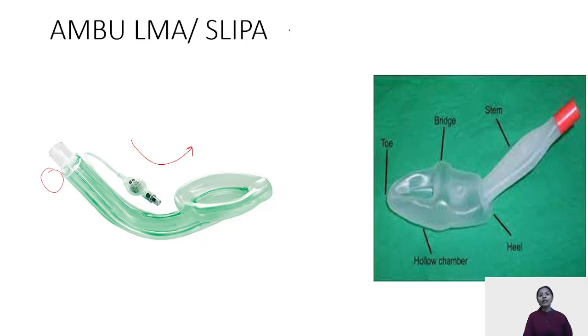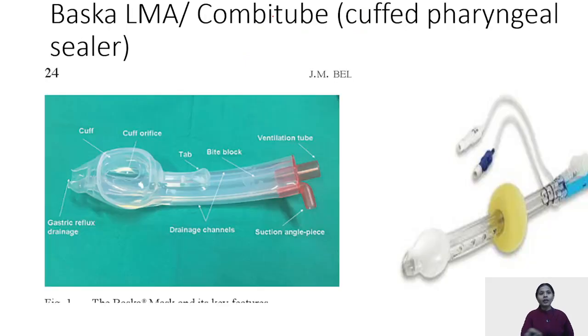Then you have another cuffless LMA, which is the SLIPA, known as the streamlined liner of the pharyngeal airway. This is your SLIPA. It is cuffless and it is said to give a better oropharyngeal leak or sealing pressure in comparison to the conventional or older generation of the LMA. This is a recent introduction, that is SLIPA. Other than that, the recently introduced cuffless LMA is your Baska LMA.